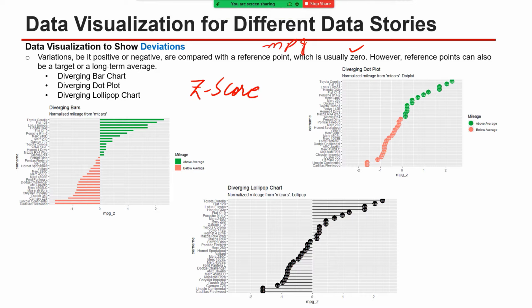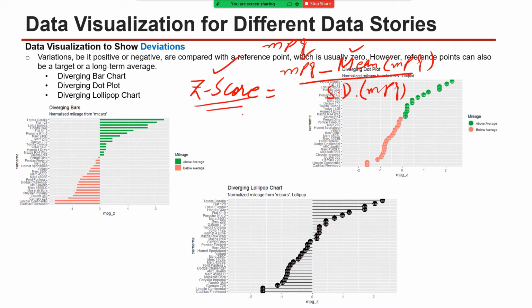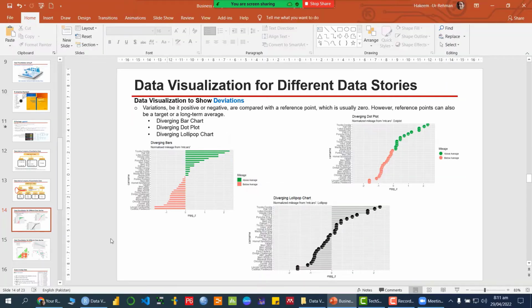The formula of the z-score is mpg, the variable, minus the mean of this variable, divided by the standard deviation of this particular variable. The interpretation of the z-score is the number of standard deviations your particular data point lies away from your mean value. So with the help of this z-score we can calculate the center point, or you can say the reference point, which is going to be 0.